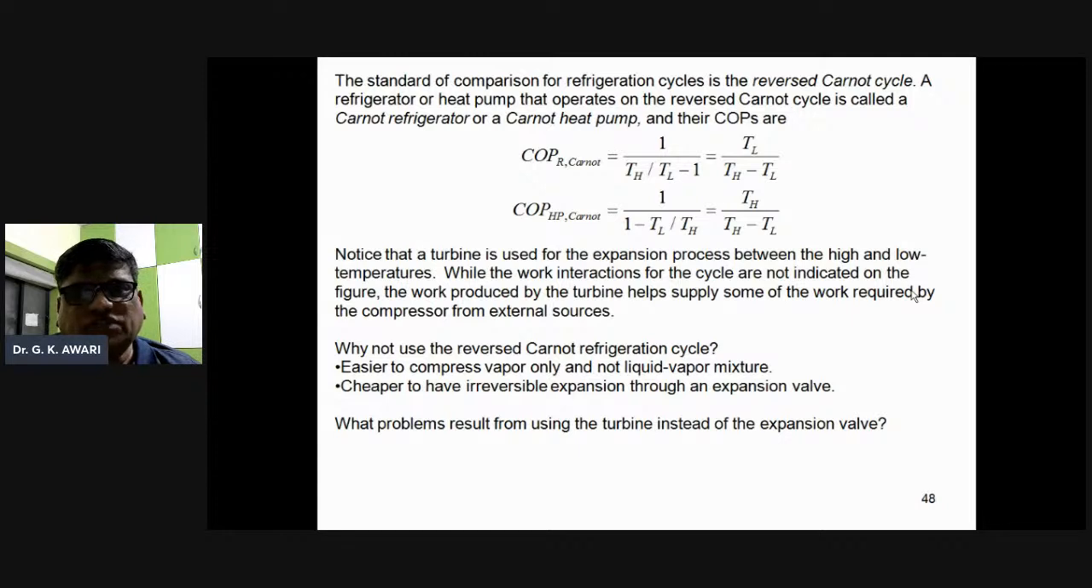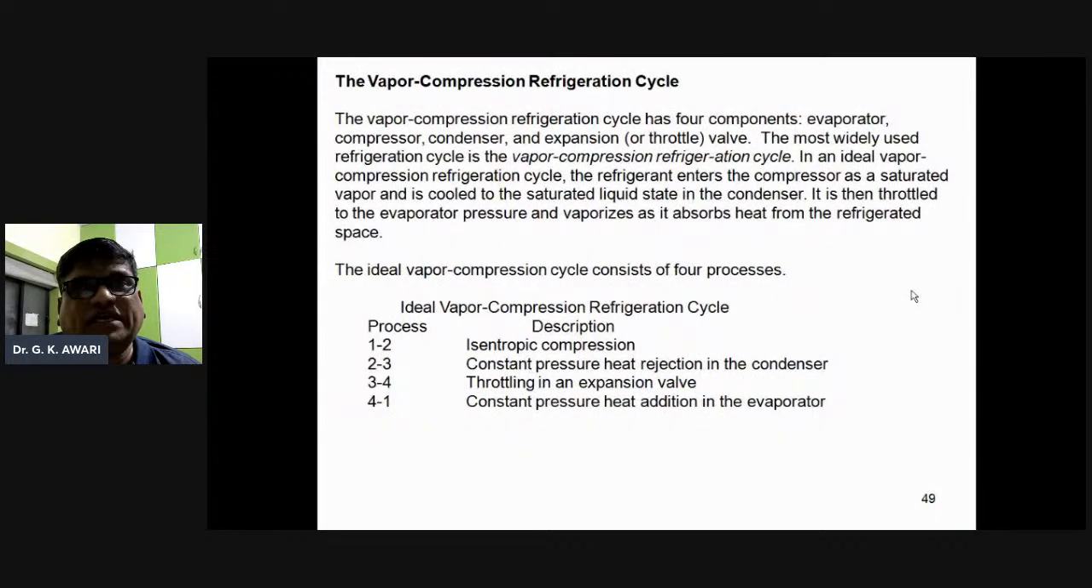So why not use the reverse Carnot refrigeration cycle? It is easier to compress vapor only and not a liquid-vapor mixture. It is cheaper to have irreversible expansion through an expansion valve. But what problems result from using a turbine instead of the expansion valve?